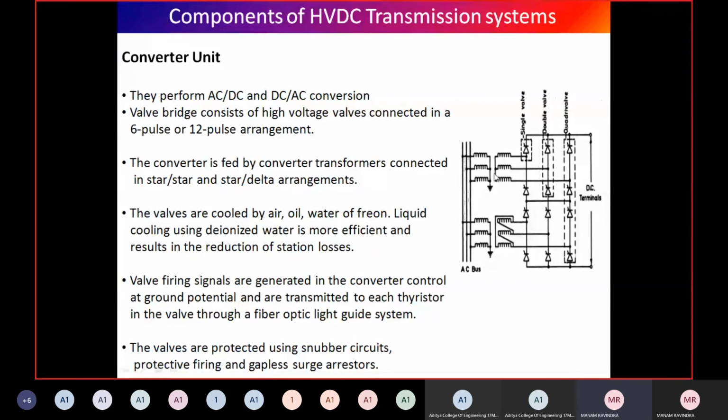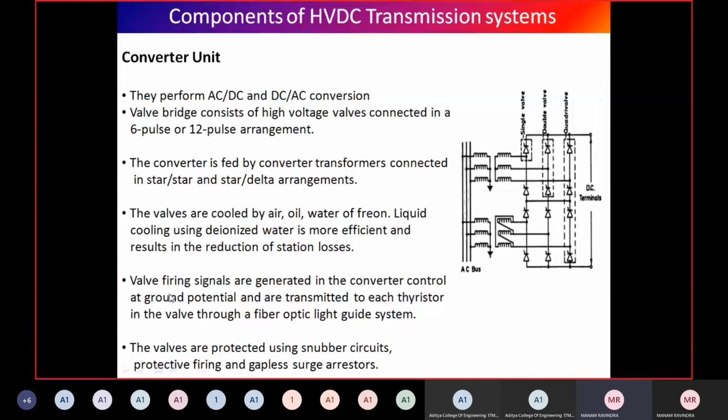See, the converter transformers are connected star to star and star to delta, arranged like this. And how are these converters cooled? By using water or freon. Liquid cooling using deionized water is more efficient and results in reduction of station losses. By using water or deionized water, these valves can be cooled, maintaining the required temperature.